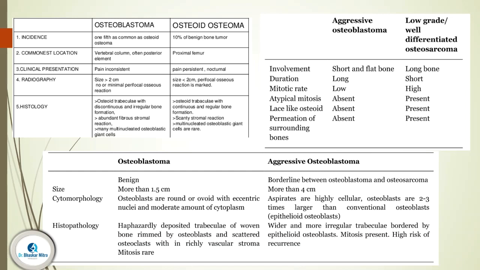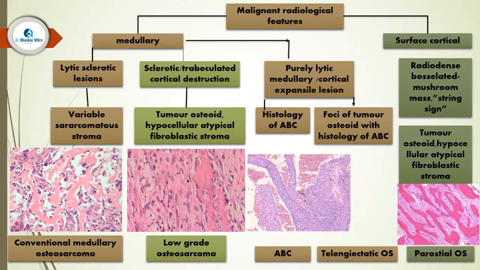Mitoses are very common, but it differs from the malignant lesion by the absence of atypical mitosis, lace-like osteoid, and permeation or invasion into the surrounding bone. So ALP, that is atypical mitosis, lace-like osteoid, and permeation, are all absent in aggressive osteoblastoma, making it a non-malignant lesion. When they are present, though it looks more low grade, it would be an osteosarcoma, a low grade or well differentiated osteosarcoma.